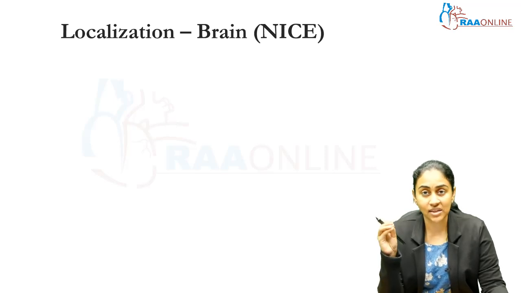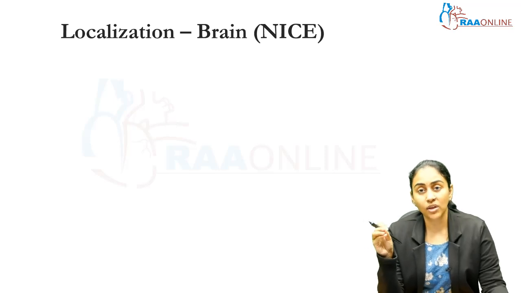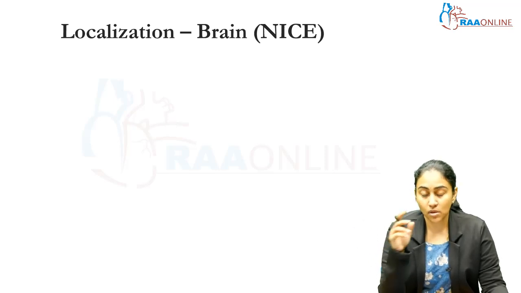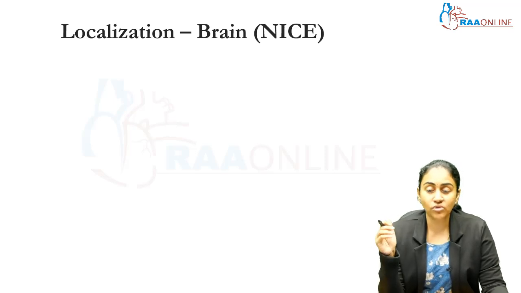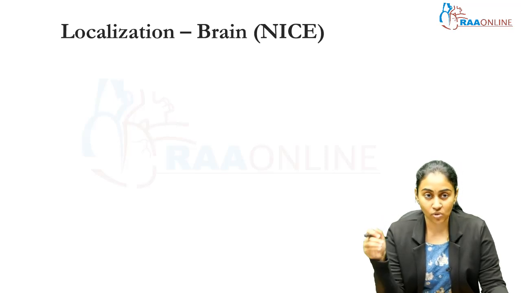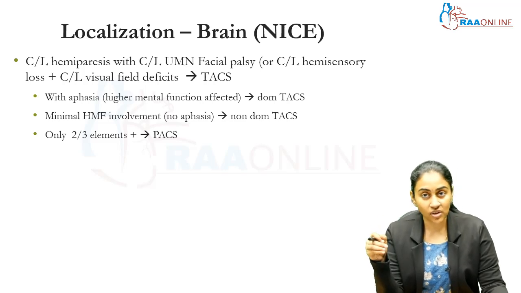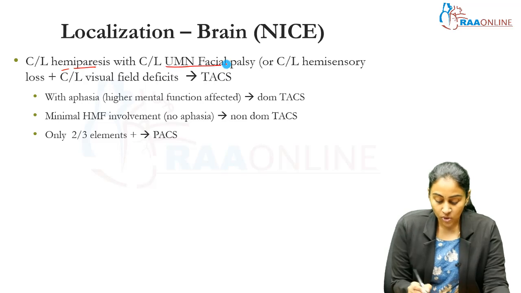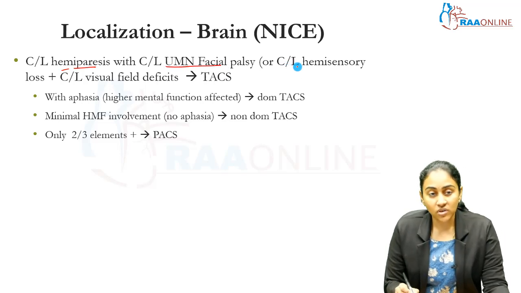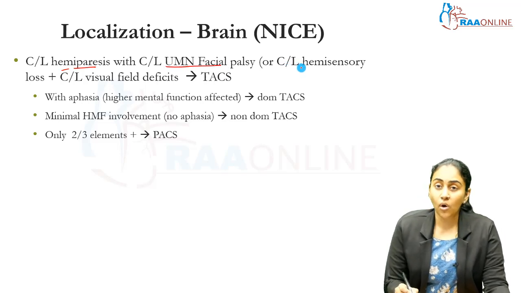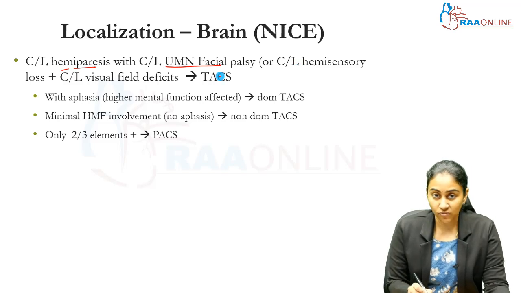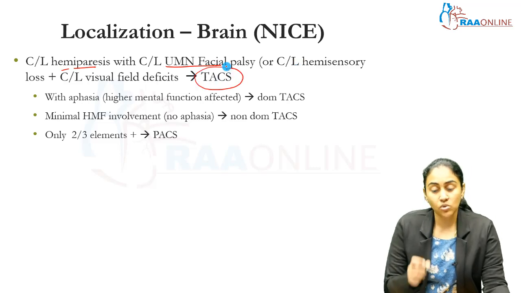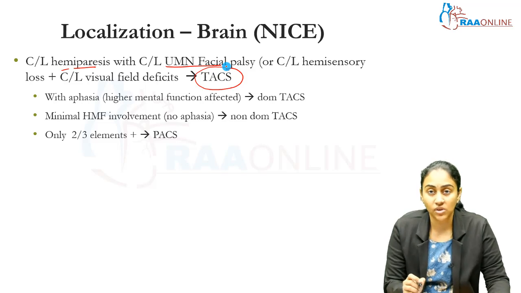TACS is total anterior circulation stroke, PACS is partial anterior circulation stroke, and then you have POCS, which is posterior circulation stroke. So, we are going to find out what clues we use to determine whether your stroke belongs to TACS or PACS. Whenever you have contralateral hemiparesis with contralateral upper motor neuron facial palsy, both on the same side, with contralateral hemisensory loss with or without contralateral visual field deficits, all this is going to be your total anterior circulation stroke.